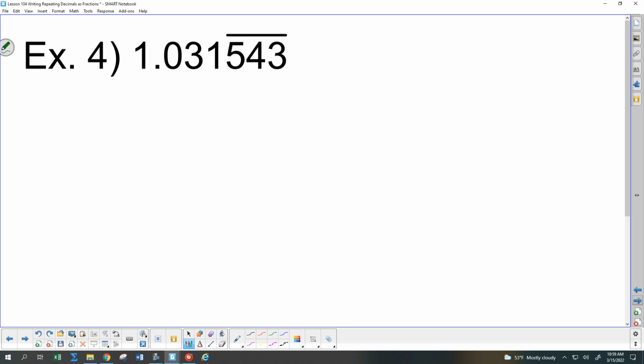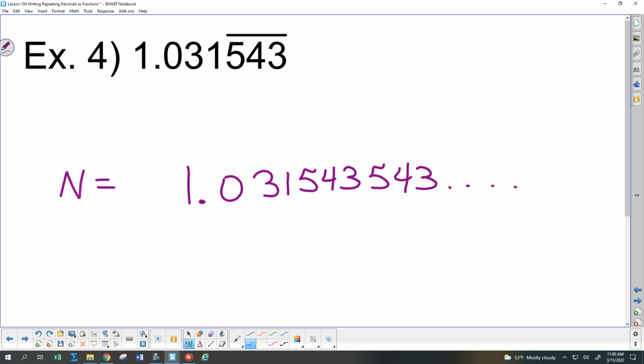Okay, last one. So we start off, we're going to try to find this number as a fraction. So we're going to name it n. And sometimes it helps to skip over this way a little bit, because when I start multiplying by 10 or 100 or 1,000, I'm getting some room to be able to line up my decimals. So 1.03, which numbers repeat on this one? Just the 543. So the 1 doesn't, but then 543, 543, dot, dot, dot.